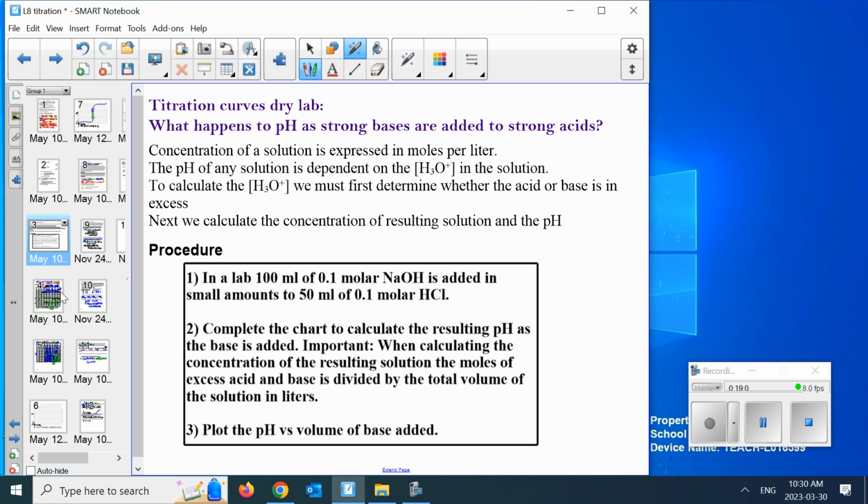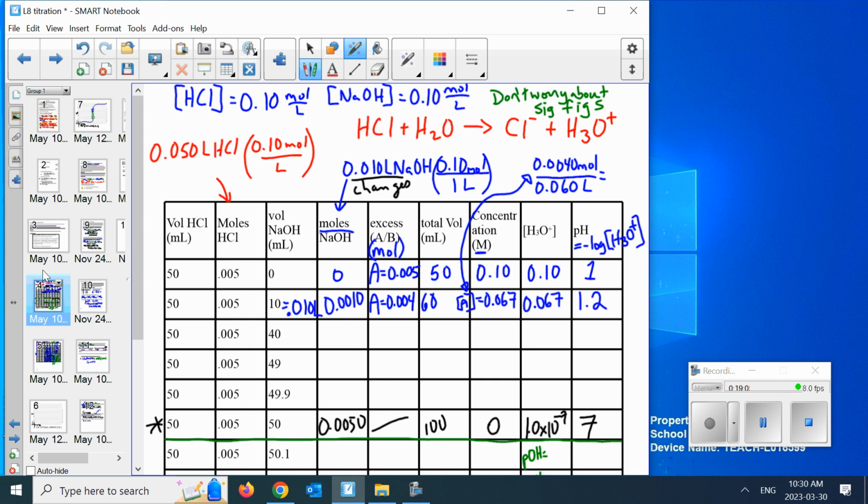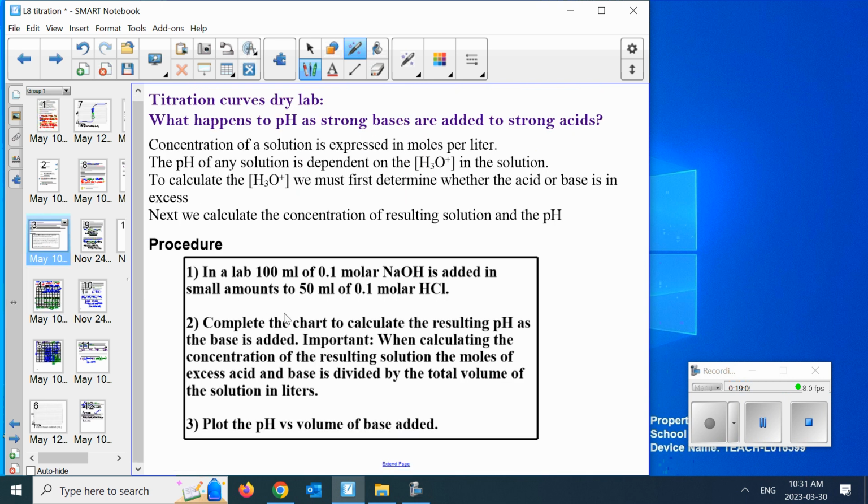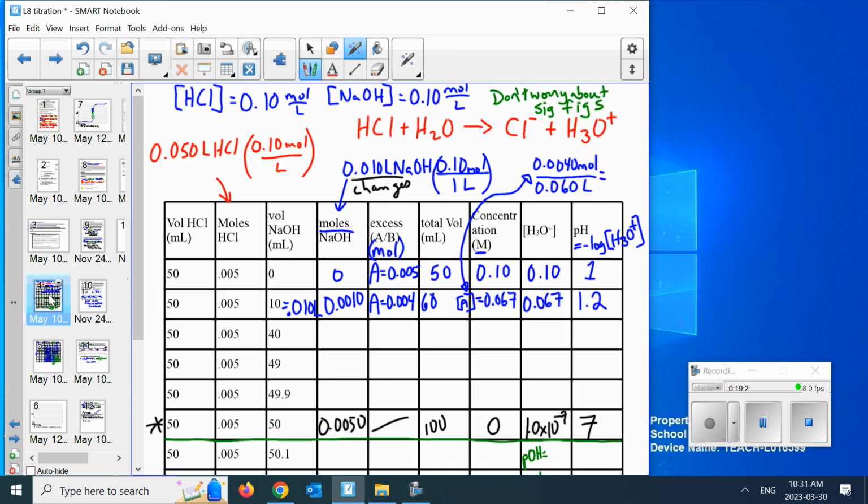So I'm going to just take a look at this data here. I'm not going to get you to copy this up. Oh, what did it say here? Oh, procedure. Let's imagine that we had in a lab 0.1 molar sodium hydroxide added in small amounts to 50 mL of 0.1 molar hydrochloric acid. And we're going to complete this chart as we add. So this is the chart.